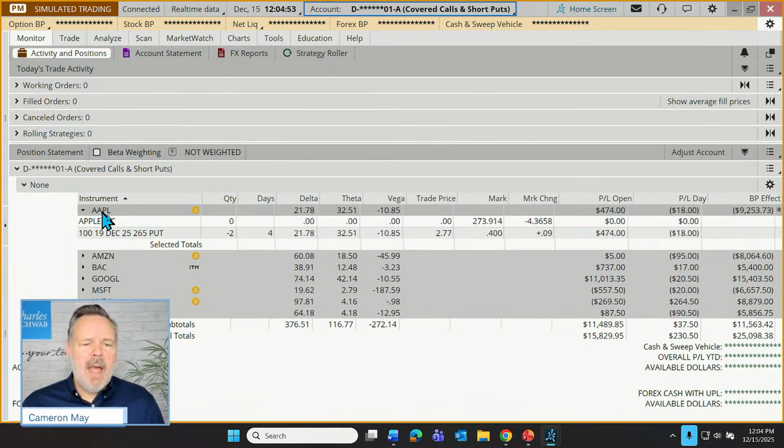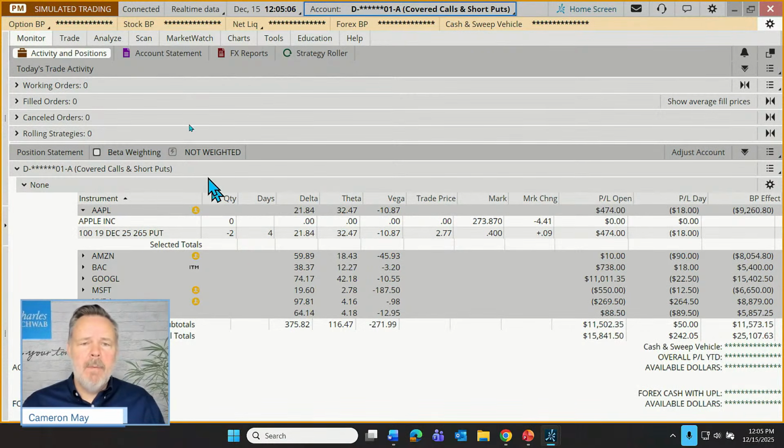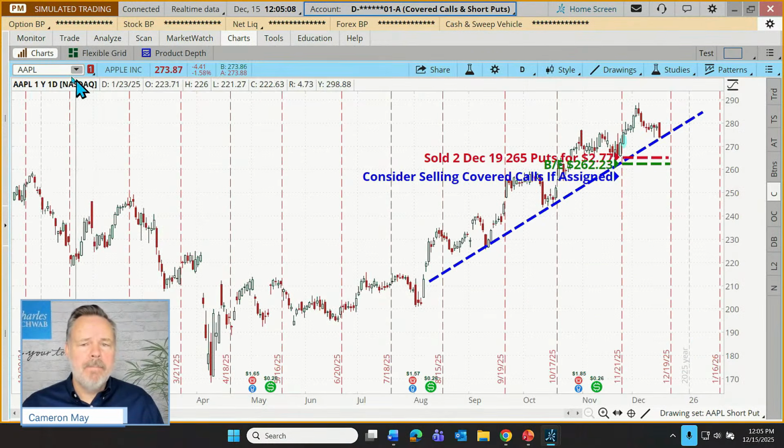But first of all, we have Apple. We sold a 265 put. The preference here for the trader might be for the stock to be above and to stay above 265. If they get assigned, they might have to decide what to do with the shares from there. But right now, let's see what's going on with Apple.